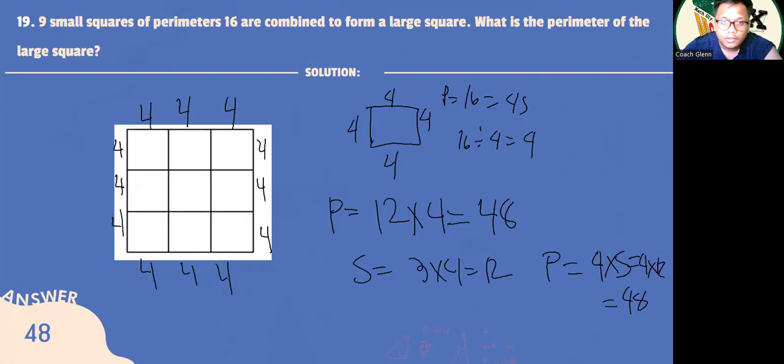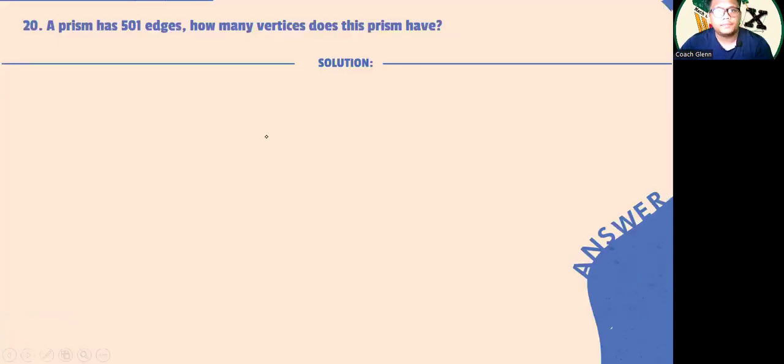So now let's go to the next one. So for number 20, a prism has 501 edges. How many vertices does the prism have? Okay. So what does a prism look like? So a prism would look like this. Example, let's say a rectangular prism, okay? So it's like a 3D cube, okay? It should look like this.